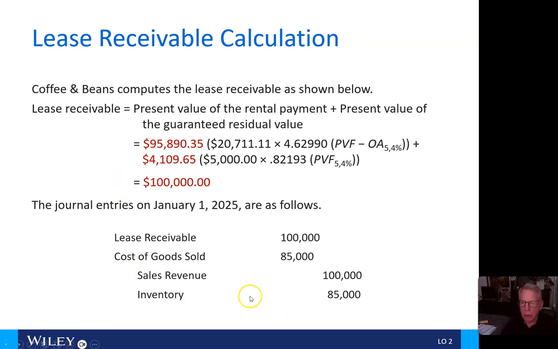The journal entries, therefore, on January 1, 2025 are as follows. We'll debit lease receivable for the full $100,000. We'll debit cost of goods sold for $85,000. We'll credit sales revenue for $100,000 and credit inventory to reduce it by $85,000.